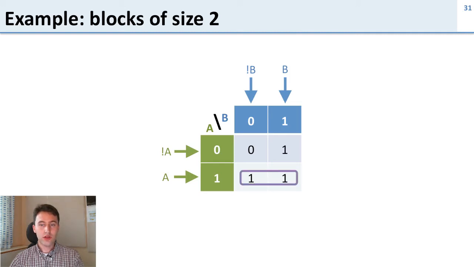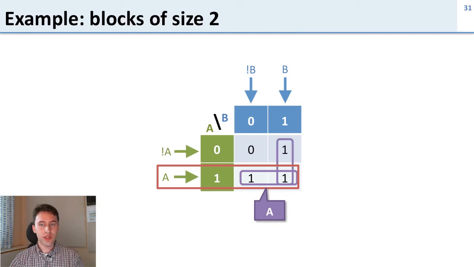So this time we're going to circle this power of 2 block. There are two in it, so it's a power of 2. And what is the equation for that? Well, this is simply the row where A is true. So that's true whenever A is true. So that's A. Here's another power of 2 block with two in it.